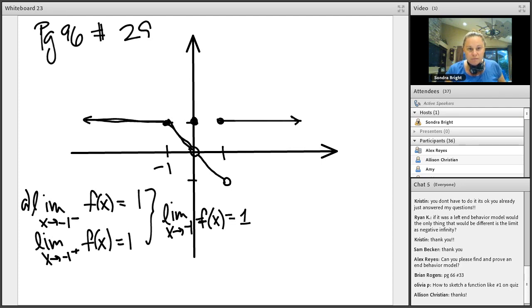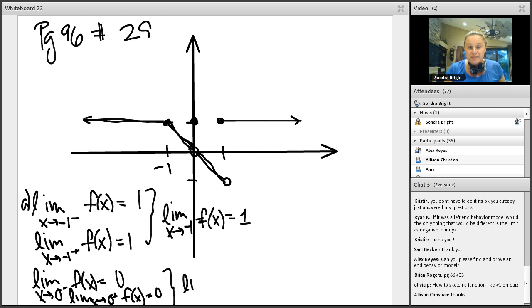At 0, it's going to be the same thing. The limit as x approaches 0 from the left is going to equal your y value. So from the left, you're going this way, your y value is 0. And then from the right, you're on this guy, you're heading there, your y value is also 0. So the limit as x approaches 0 from the right is also 0. Because the left and right-hand side limits match, we say that the limit as x approaches 0 is equal to 0. It exists and it's equal to 0.